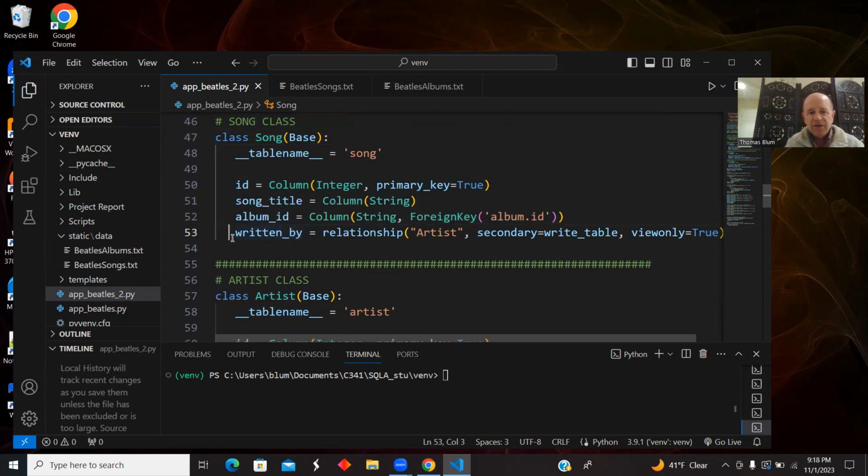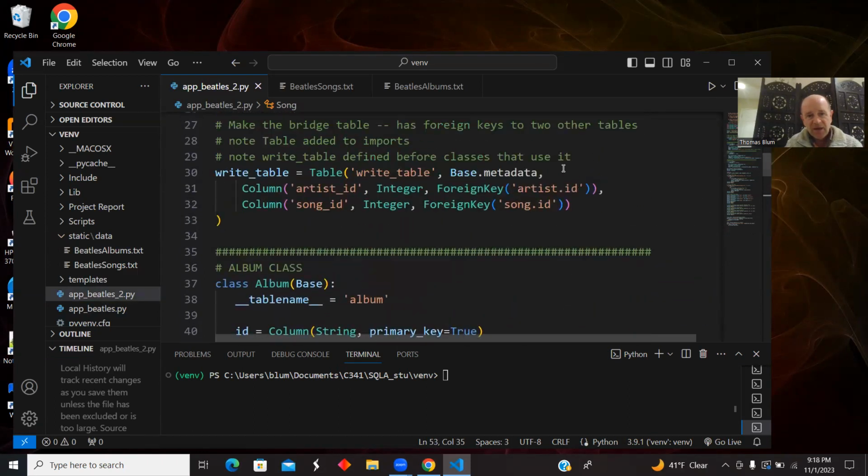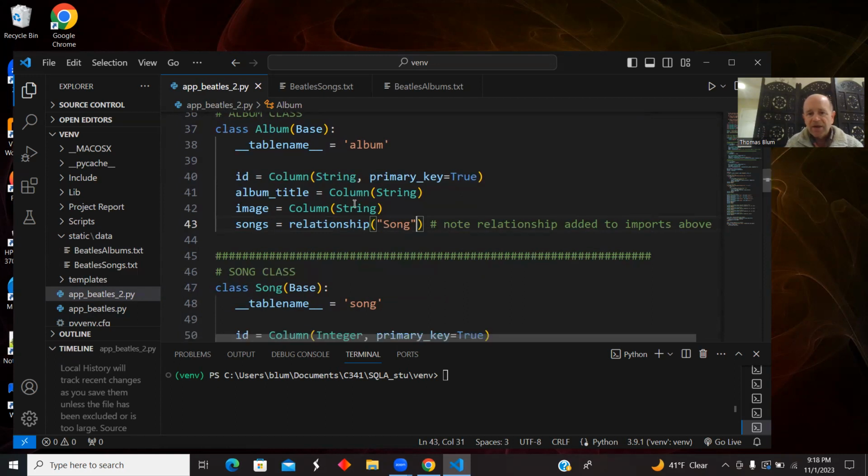And then here is the new relationship. I'm bringing in artist, and an artist has a relationship to a song. And so I say I have a relationship to artist. And when I was in album, I had a relationship to song. And that's all I say.